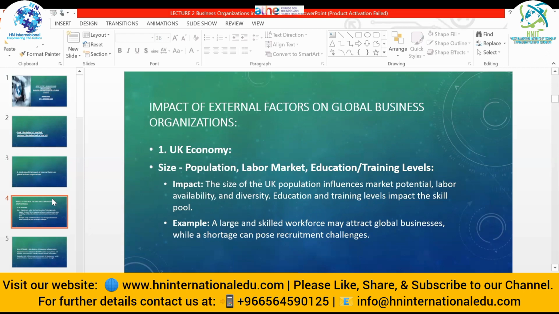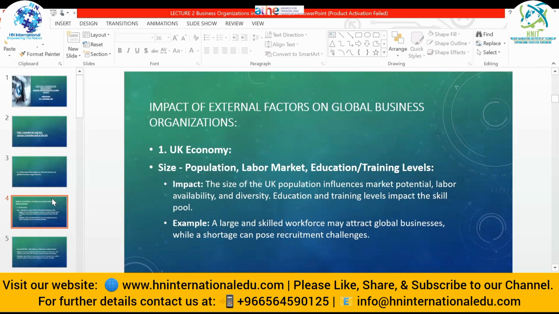Size matters according to the population, labor market, education, and training levels. Now, what is the impact of it? The size of the UK population influences market potential, labor availability, and diversity. Education and training levels impact the skill pool. What is an example of it? A large and skilled workforce may attract global businesses, while a shortage can pose recruitment challenges.